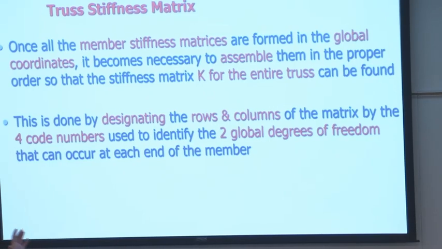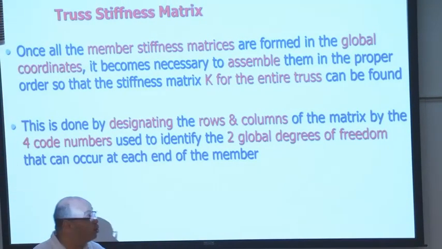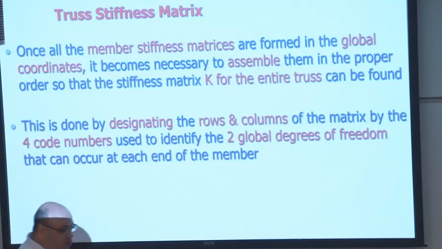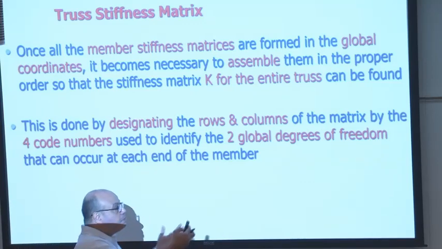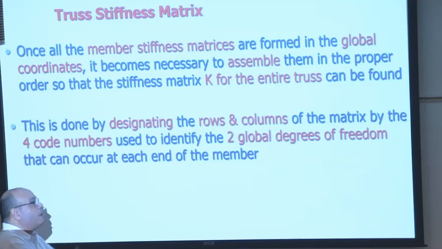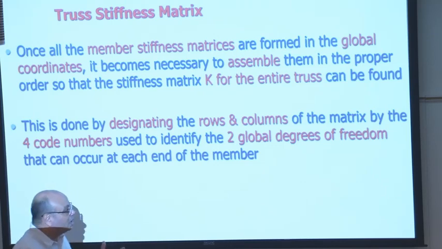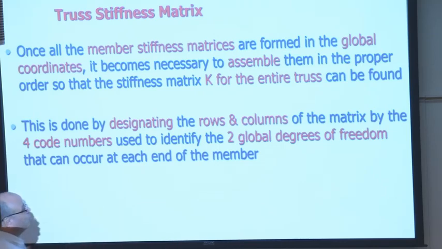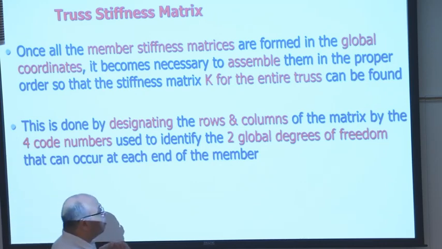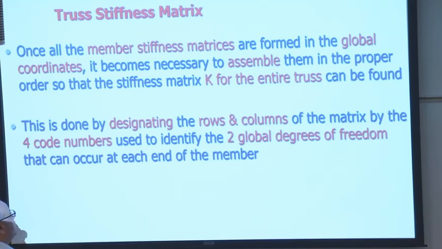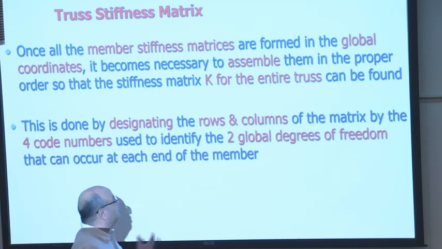So now, once we have the member stiffness matrix in global coordinate system, life will be good, because what we need to do is assemble all the stiffness matrices for all those members to come up with a global stiffness matrix for the whole entire structure. This is, again, the goal for us to find out the global stiffness matrix for the whole entire structure. And then we can solve it by using something called partitioning, and we're going to be discussing this partitioning in a little bit. How can we put the order of this stiffness matrix? How can we designate the rows and columns of the matrix?